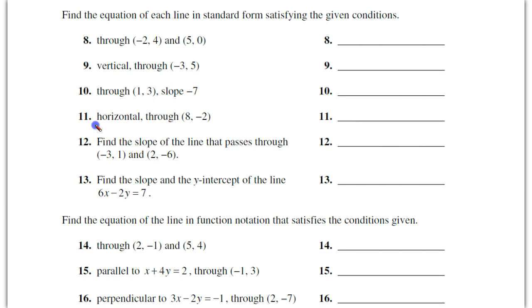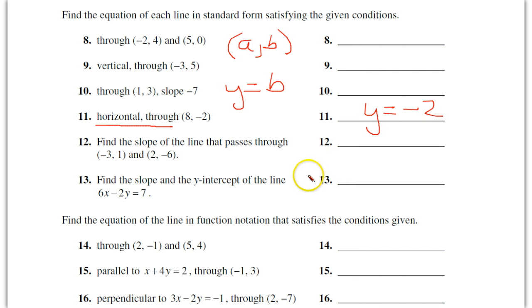Here we have a horizontal line now, so that's going to be y equals b. That's the form of the standard form of a horizontal line. Now we said b was in our ordered pair, a comma b, is negative 2. So number 11 is y equals negative 2. So a couple of easy ones here.